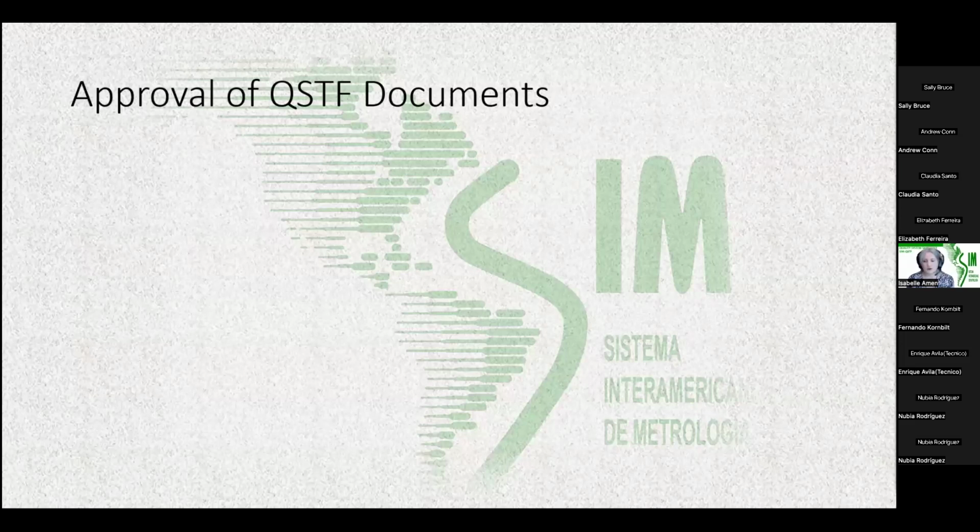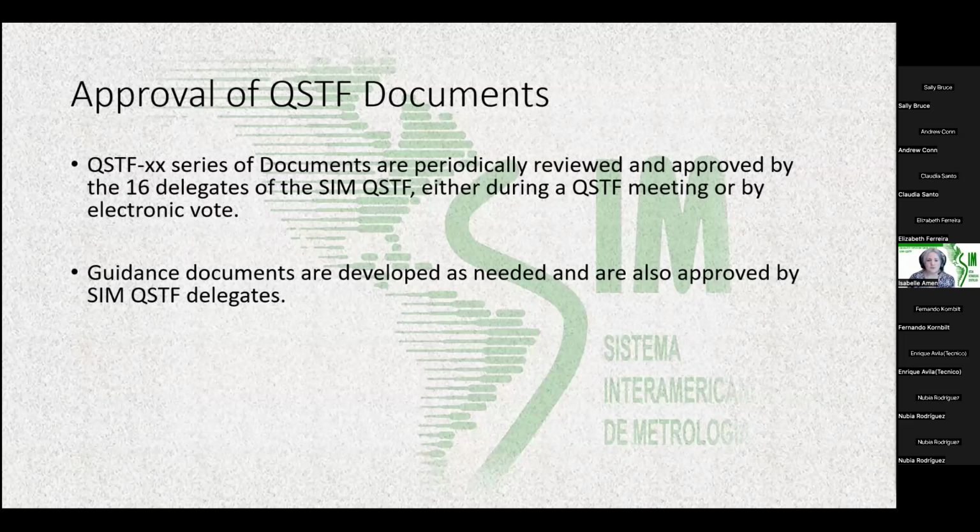So how are these documents approved? The QSTF series of documents are periodically reviewed and approved by the 16 delegates of the SIM QSTF, either during a meeting or by electronic vote. The guidance documents are developed as needed, and they're also approved by the delegates.